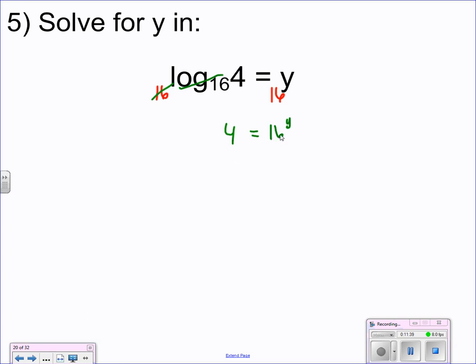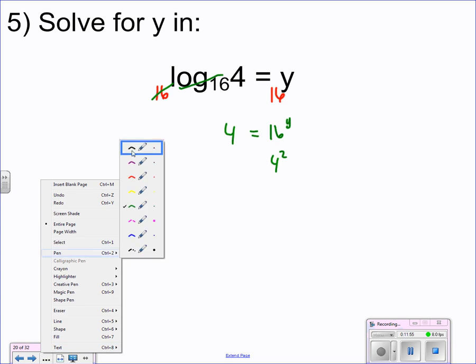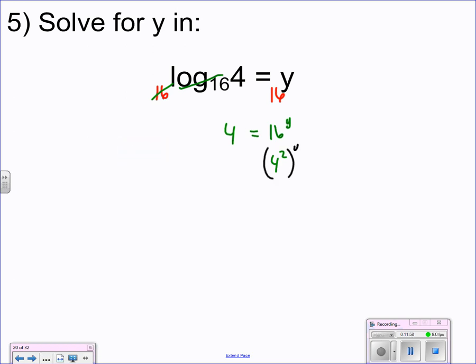We want to get the same base on both sides, like we did last class. So we know that we can change 16 to a base of 4, and it's 4 squared, right? But this y is still here. So now it looks like an exponential equation where the bases are the same. The power of this 4 on the left is 1. So that means 4 to the power of 1 is equal to 4 to the power of 2 times y, which is 2y.